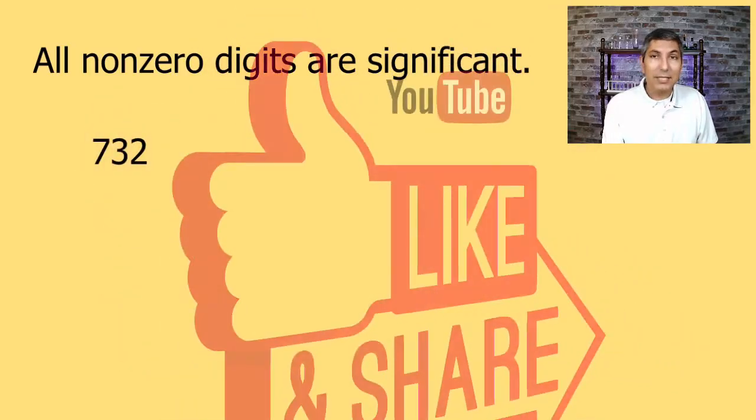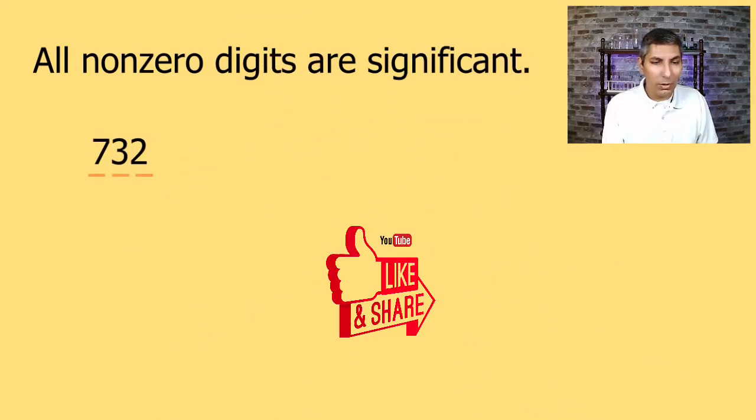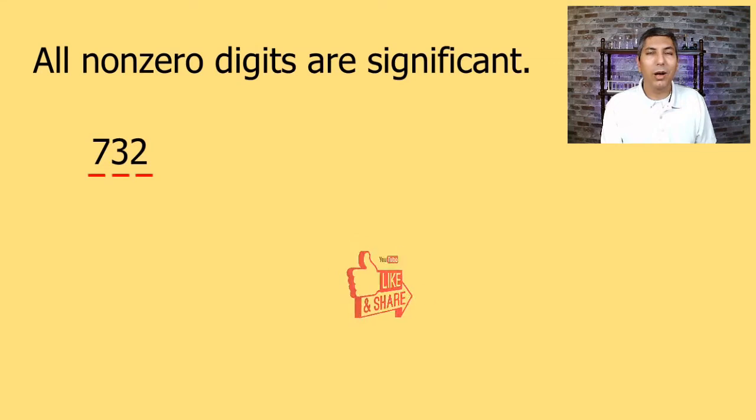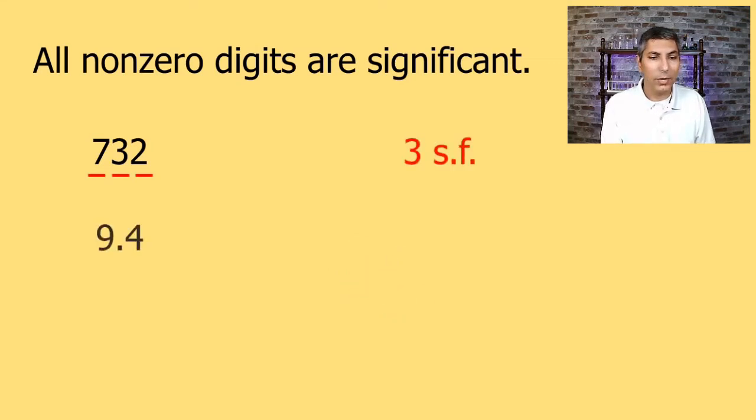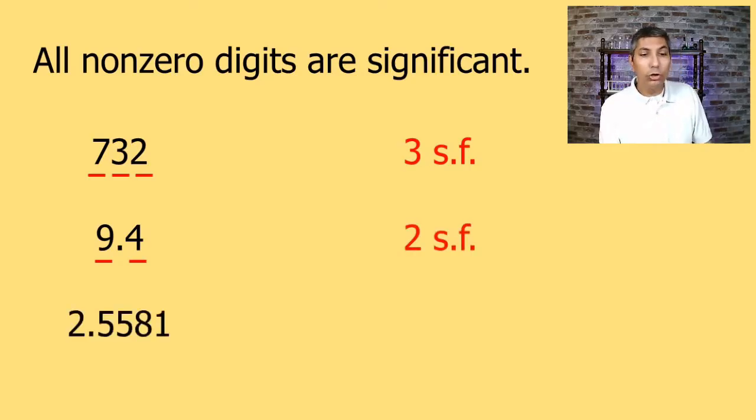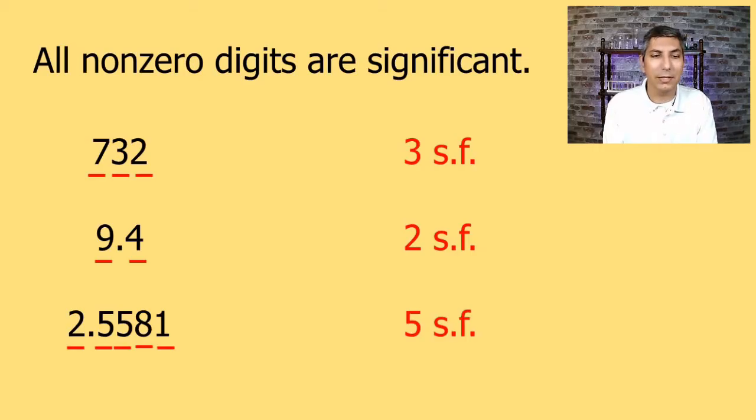So in this number, 732, well, all three of those are non-zero digits. And so we have three significant figures. In this number, 9.4, the 9 and the 4 are both non-zero digits, aren't they? So we have two significant figures. In 2.5581, these are all non-zero digits, and so we have five significant figures here, as we can see.